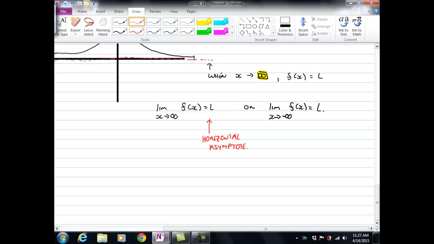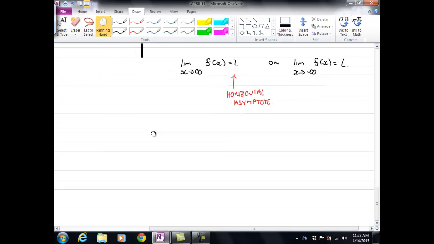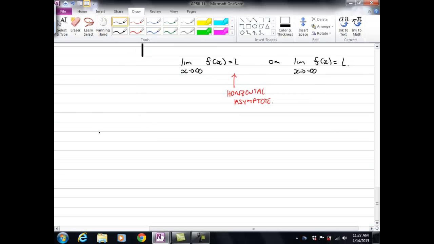Working with limits again. I'm going to start off with an easy question. The limit as x approaches infinity of x. Solve it.